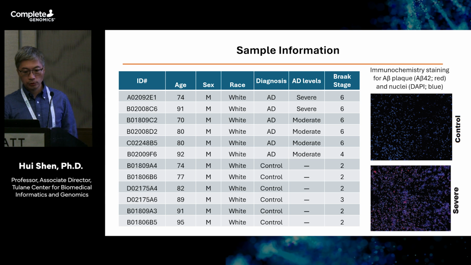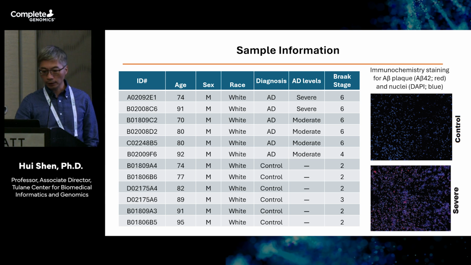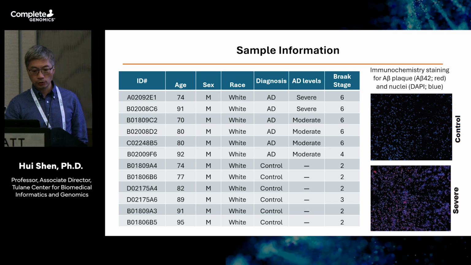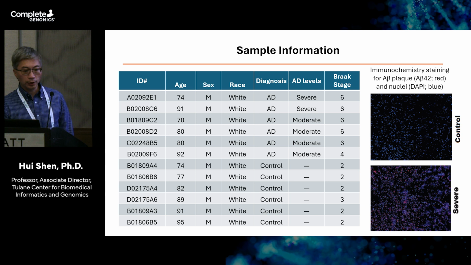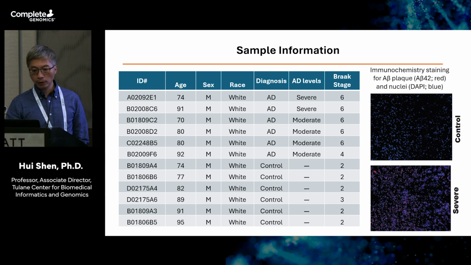This is a table showing detailed information about the 12 samples. Like I mentioned, there are 6 AD cases and 6 controls. The AD cases and controls are closely matched for sex, ethnicity, and age. They are all males, non-Hispanic white, and the age ranges from 70 to 90.